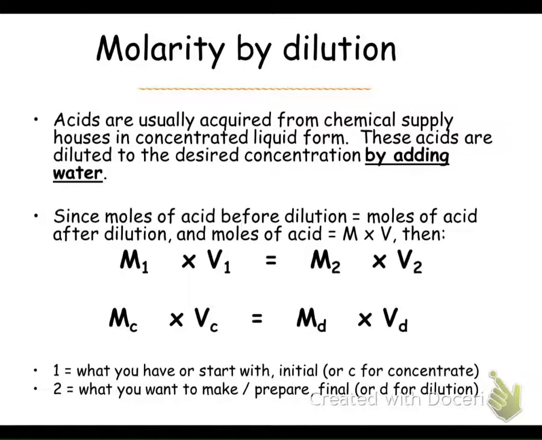The 1's are what you start with, your initial, and the 2's are what you want to make or prepare. It's your final. So again, C for concentrate and D for dilution.